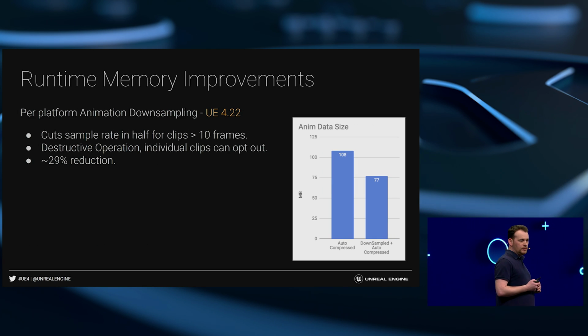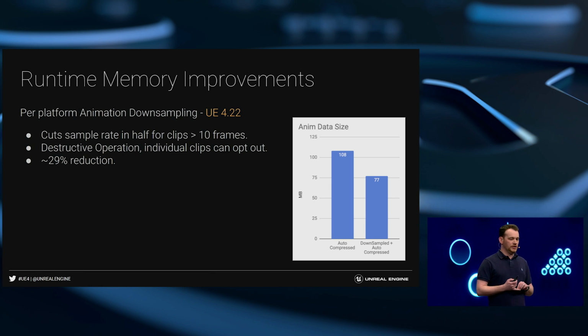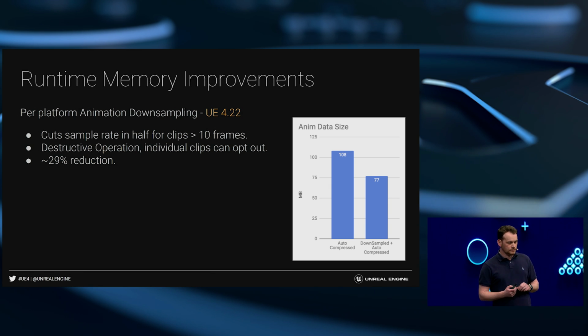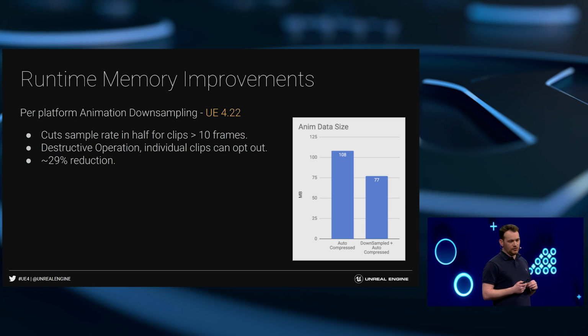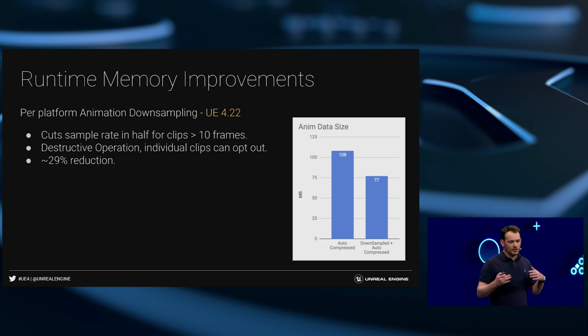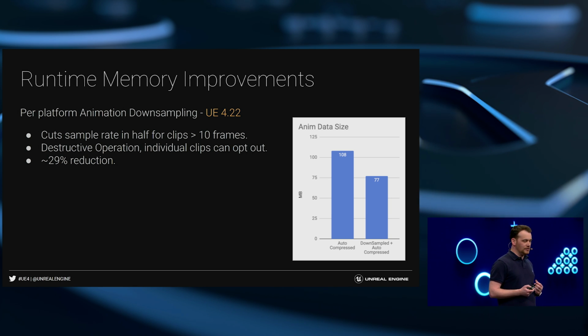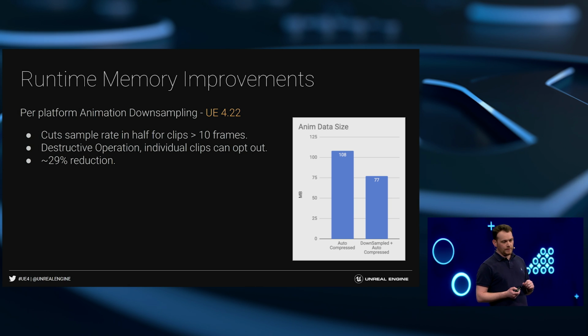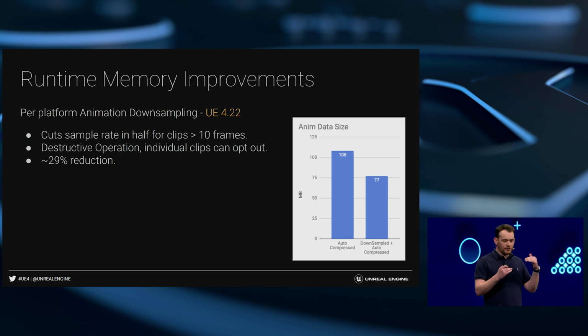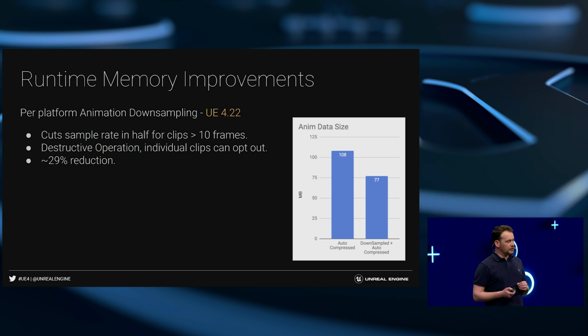We've also done some runtime memory improvements, and we've added per-platform animation downsampling coming in 4.22. This is one of these desperate times call for desperate measures type feature. We have some devices that are really tight on memory. And so what we do here is we just cut the sample rate in half. We throw away half of the keys if the animation has more than 10 frames. This is a destructive operation, so clips can individually opt out. But this gives us an additional 30% reduction over automatic compression.